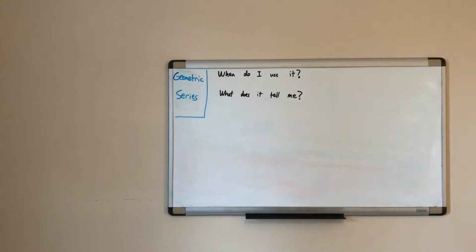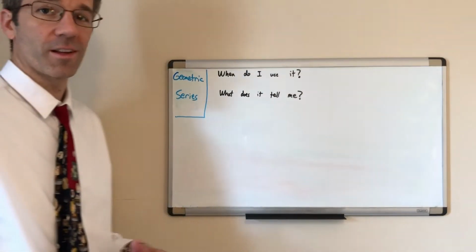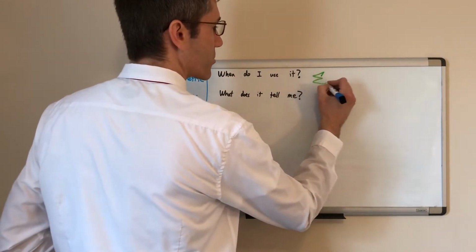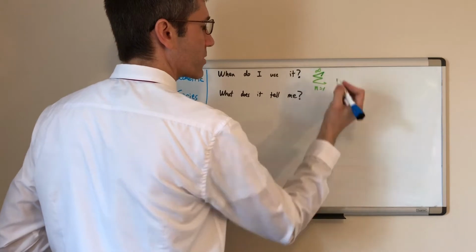Let's talk about geometric series. And when do I use a geometric series? Well, if my series is geometric, what does that look like? So here's the indicator. It's going to be structured like this. It might go from 1 to infinity or something like that.